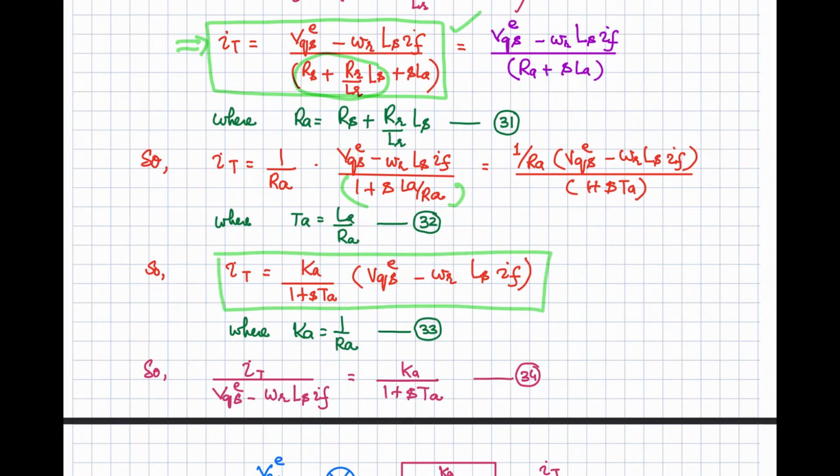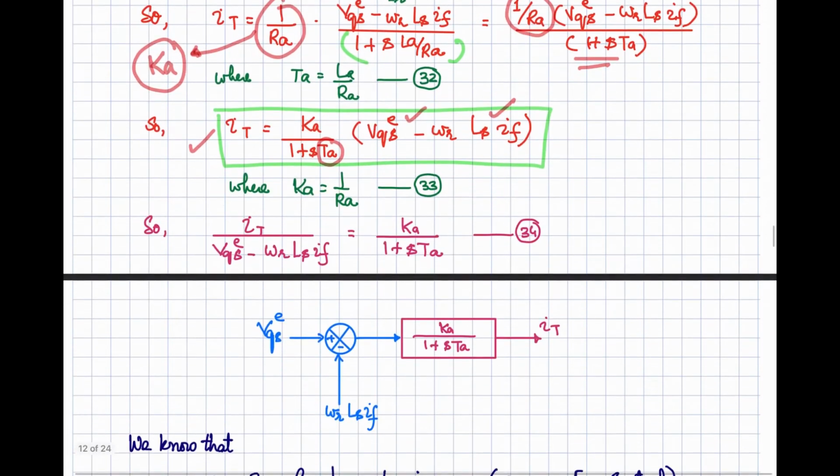So over here we have defined another thing, that the gain is equal to 1 by RA, this part. We are going to call it the gain of the armature part, Ka. So this equation, this is Ka by 1 plus Sta, representing the time constant of your armature, into Vqs minus omega r Ls into If, will give you the torque component of the current.